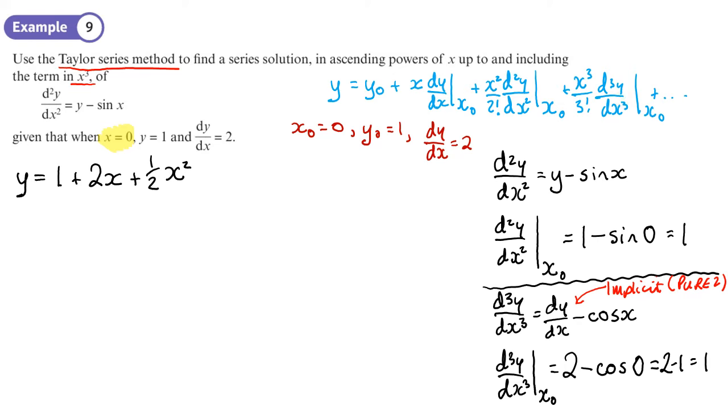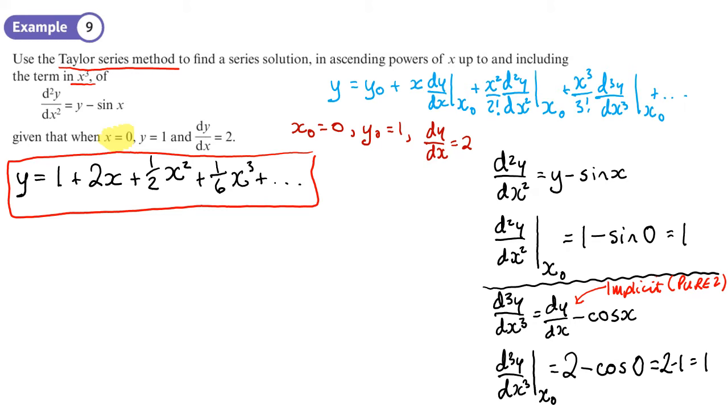So 1 times x cubed over 3 factorial, or we could write it as 1/6 x cubed plus dot dot dot. So this represents our series solution to this second order differential equation. So I'll just highlight that, and then we'll move on to the next example.